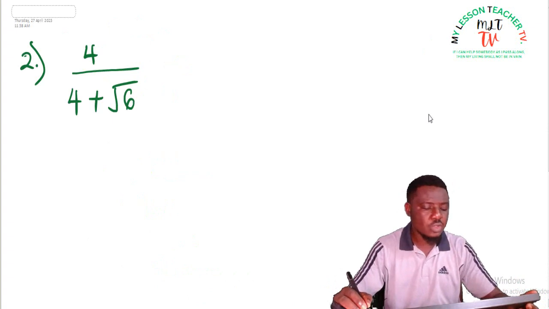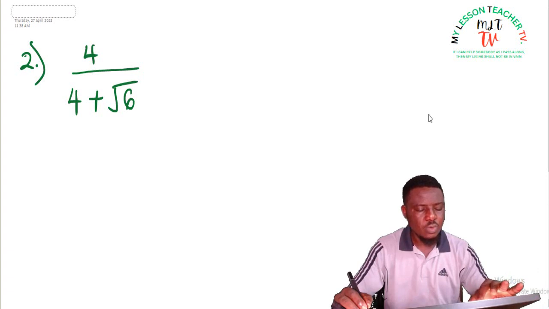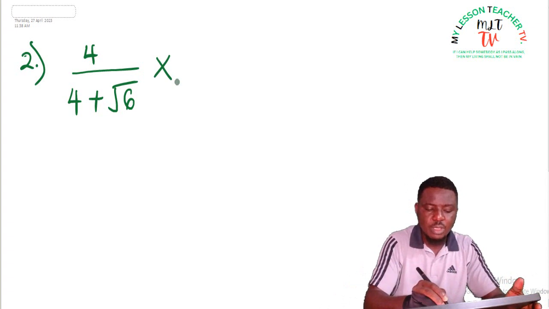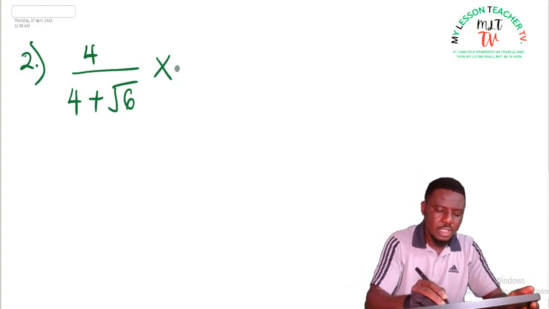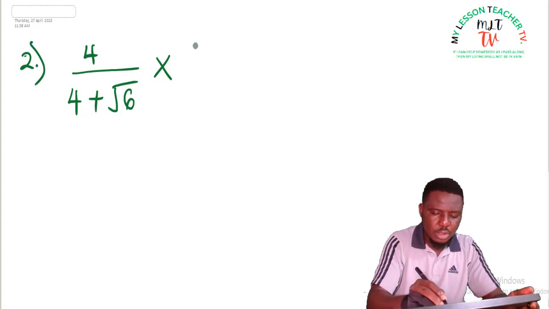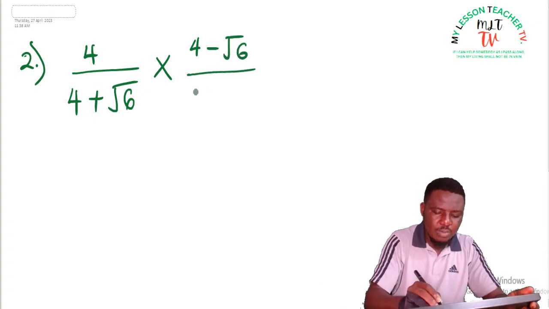Question 2, we are asked to rationalize 4 divided by 4 plus root 6. In evaluating this, we also multiply both the numerator and the denominator by the conjugate of 4 plus root 6. And the conjugate of 4 plus root 6 is said to be 4 minus root 6. Just like I said, all you need to do is to change the sign of the second term. So this becomes 4 minus root 6 divided by 4 minus root 6.